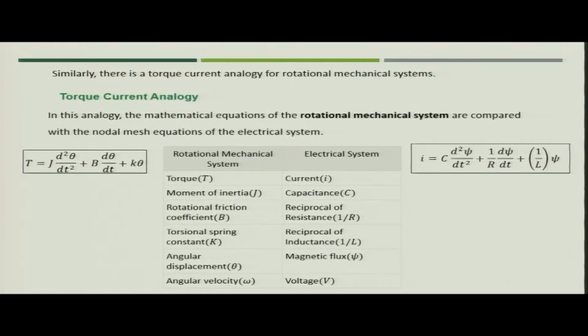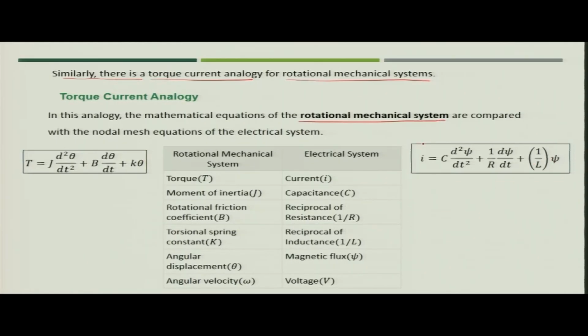Now, the same concept we can utilize for the torque current analogy also, which is applicable to the rotational mechanical system. When we apply the torque current analogy, the mathematical equation for the rotational mechanical system we established yesterday is T equal to J d 2 theta by dt 2 plus B d theta by dt plus k theta, and the nodal equation for the electrical circuit we just compiled is I equal to C d 2 psi by dt 2 plus 1 by R d psi by dt plus 1 by L psi.